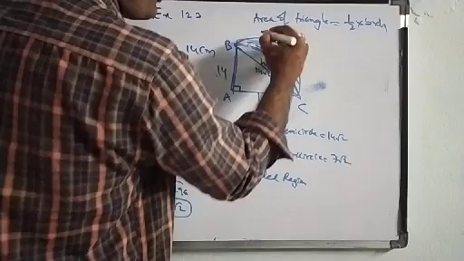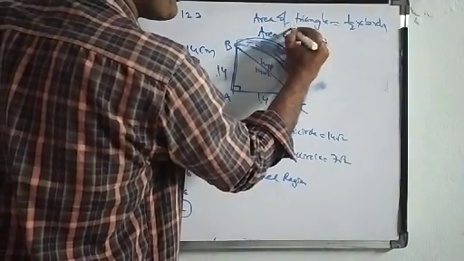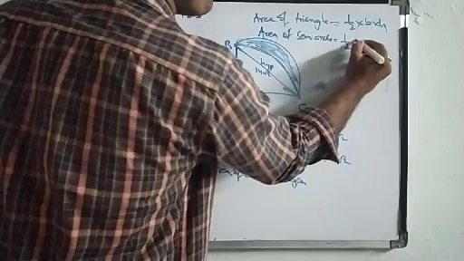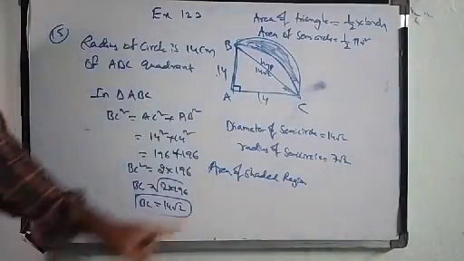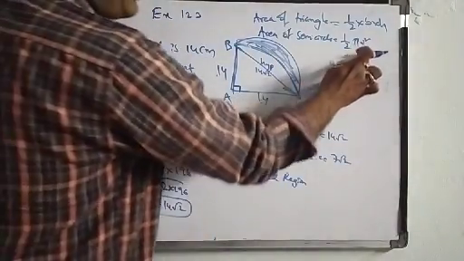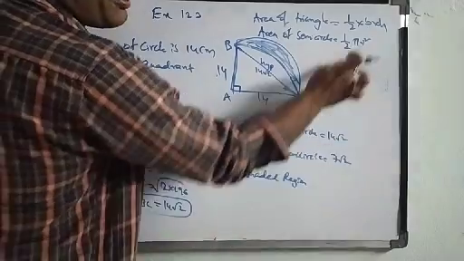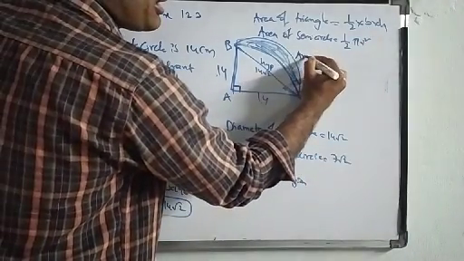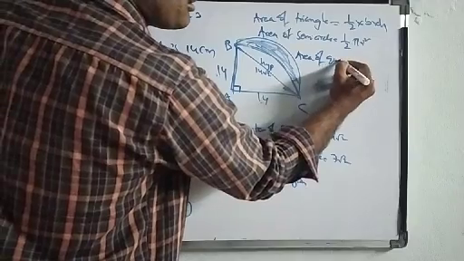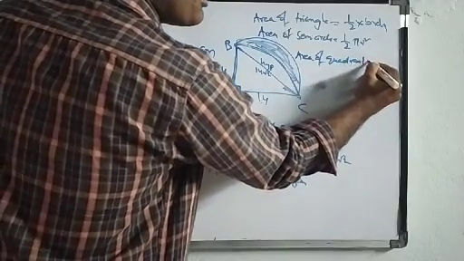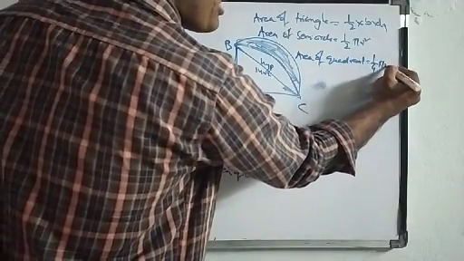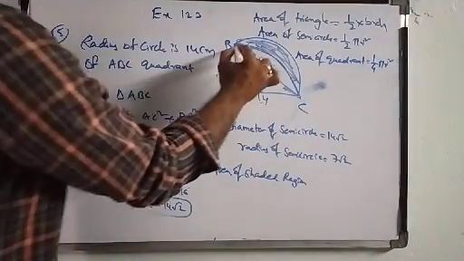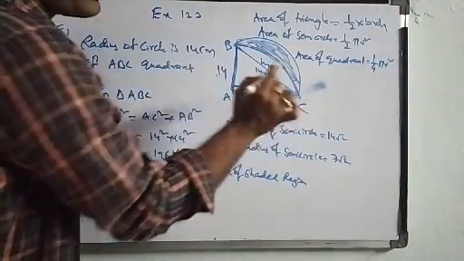Next, area of semicircle, half pi r square. So the area of semicircle formula is half pi r square, where radius is 7 root 2. Pi value is 22 by 7, radius is 7 root 2. Next, area of quadrant, that is 1 by 4 pi r square, where radius is 14. Why? Because in this quadrant the radius is 14.